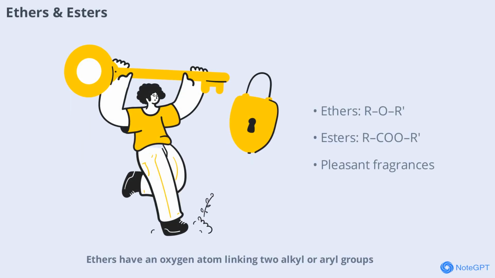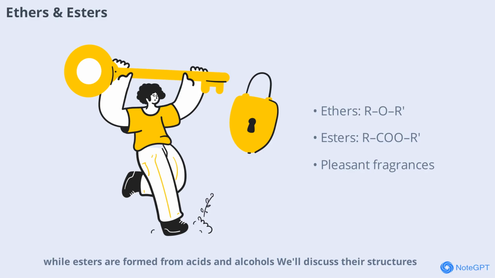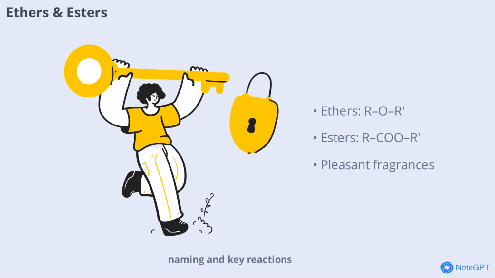Ethers have an oxygen atom linking two alkyl or aryl groups, while esters are formed from acids and alcohols. We'll discuss their structures, naming, and key reactions. Esters are known for their pleasant fragrances and are widely used in industry. Understanding ethers and esters helps in recognizing functional group transformations.